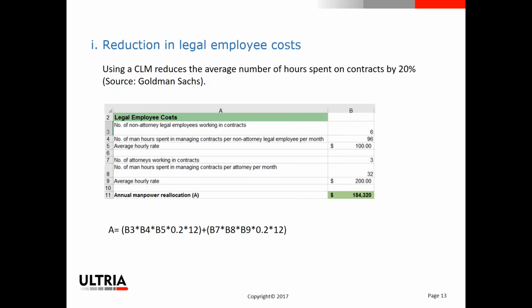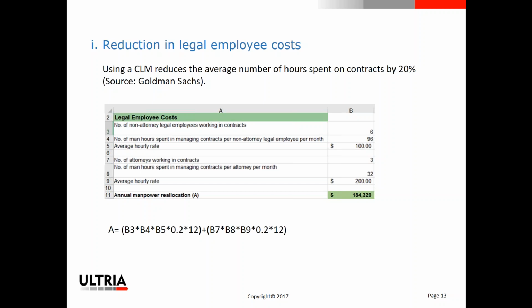So in this scenario, let's just say that I've got 6 non-attorney folks that on average are spending 96 hours per month, and that their average loaded labor rate is $100 per hour. Compare that to 3 attorneys. They spend about 32 hours per person per month on contracts, and their average hourly rate is $200 an hour.